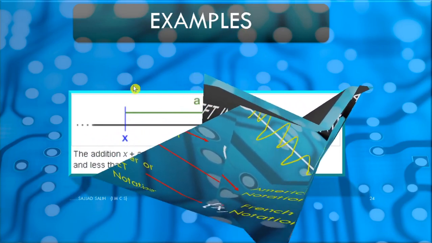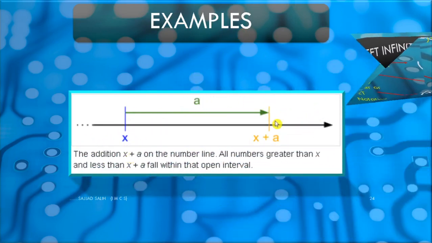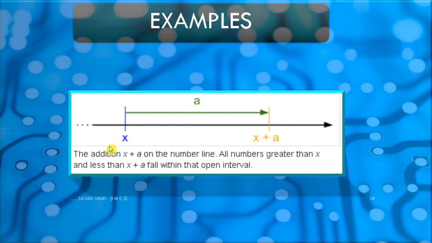Here are the examples of intervals. From x to x plus a means the ending points are x and x plus a. It means first we have x plus 1, x plus 2, x plus 3, up to x plus 8. Here is the addition x plus a on the number line: all numbers greater than x and less than x plus a fall within that open interval.